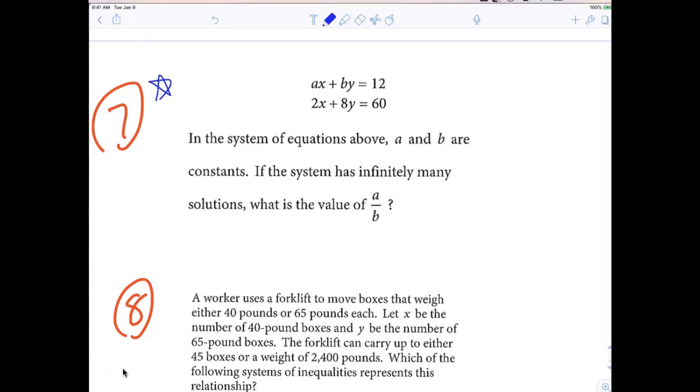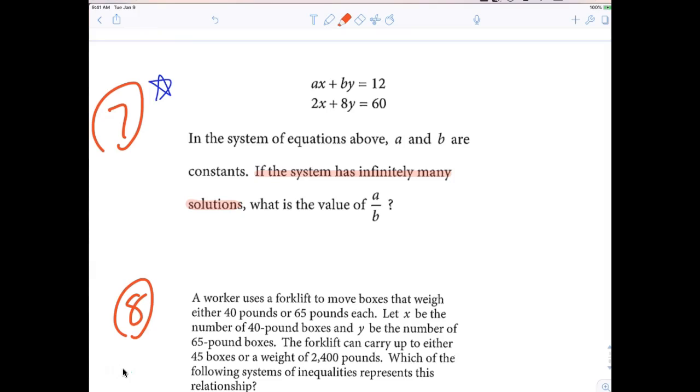All right? So now it says here that we have infinitely many solutions. So who remembers what infinitely many solutions meant? It was the same line. It was the same exact line. Is everybody with me on this? Right? So if something has the same line, what's true about the slope? The slope is the same. Does everybody agree with me?